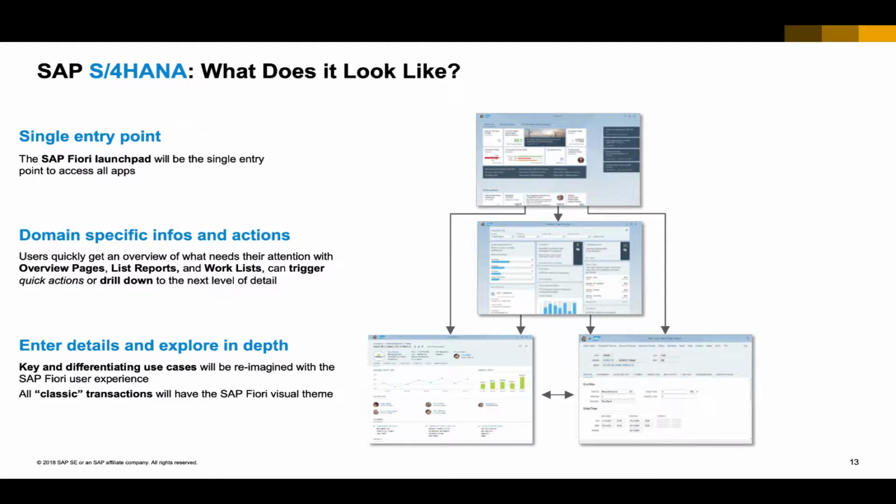How does SAP S/4HANA look like? The single point of entry is the Fiori Launchpad with the various tiles and information and application. From there, you click something, you jump down into analytical pages that provide domain-specific infos and actions to do something. These can be overview pages, list reports, work lists, etc. You trigger actions, you drill down to the next level of detail, and then you jump into a native Fiori application. Or you can also jump to classical GUI transactions that are embedded in the Fiori Launchpad.